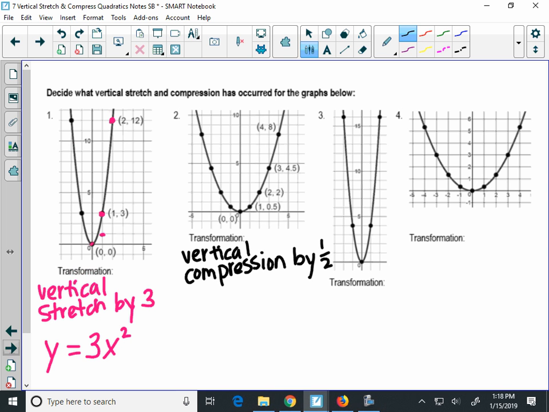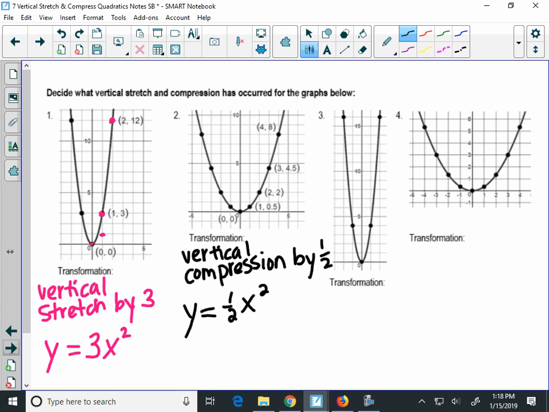So when I vertically compress, how do you think I write this equation? Y equals 1 half x squared. But again, I didn't go left, right, or anything, so it's just x squared. Is it always 1 half? For this, yes.